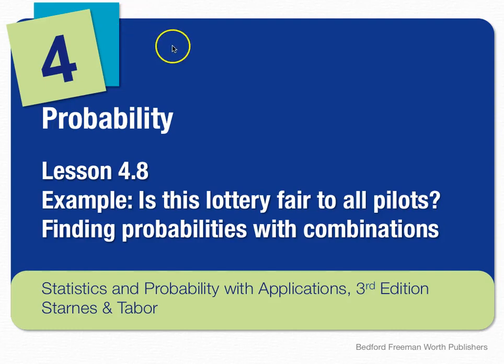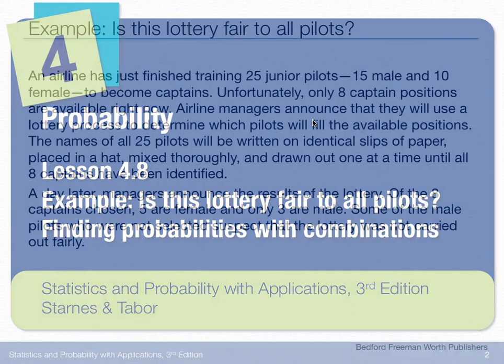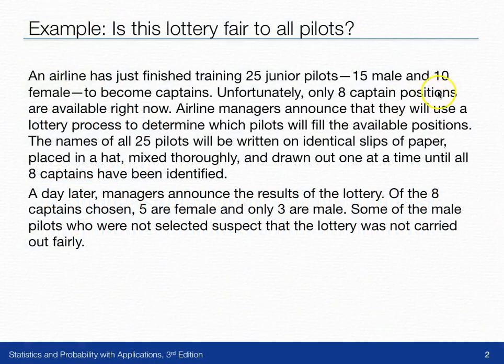In the lesson 4.8 example, is this lottery fair to all pilots? We're going to find probabilities using combinations. In this problem, we have an airline that's just finished training 25 junior pilots. 15 of them are male and 10 are female.